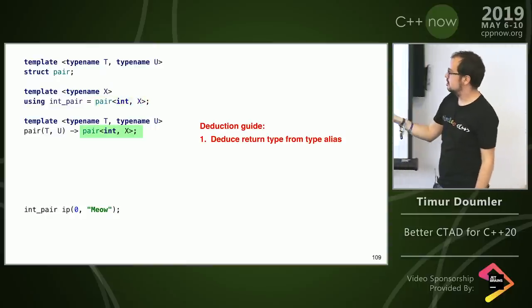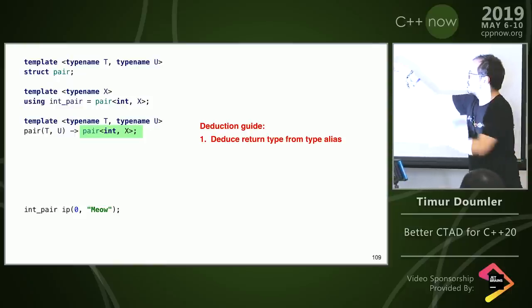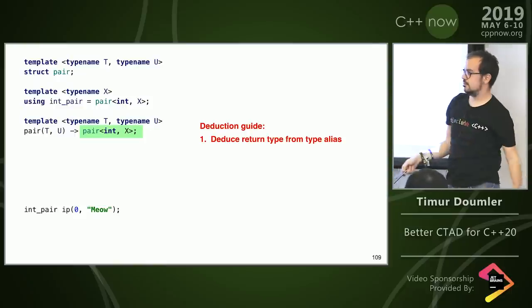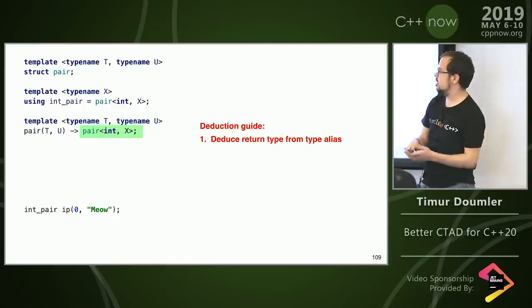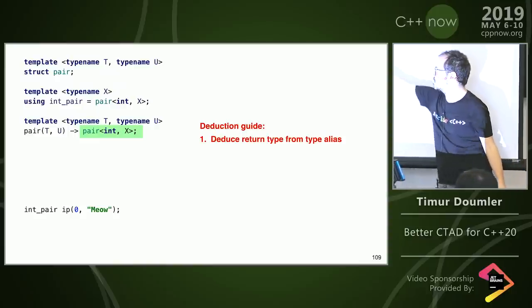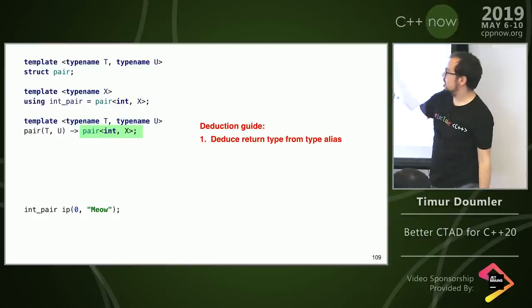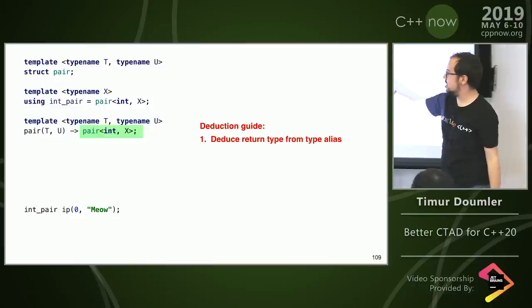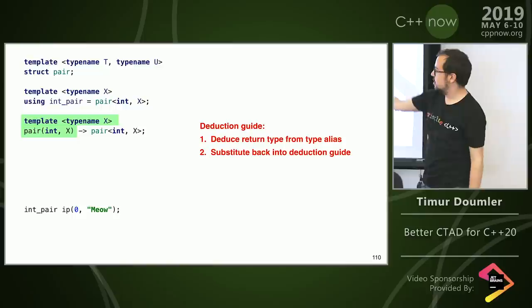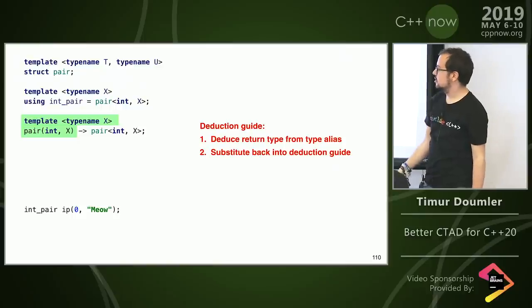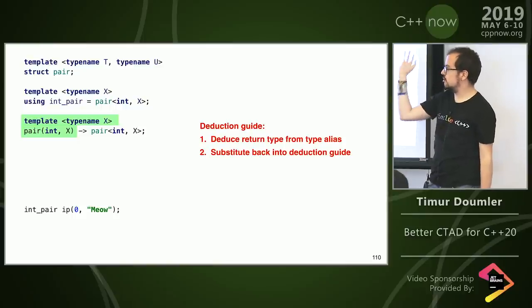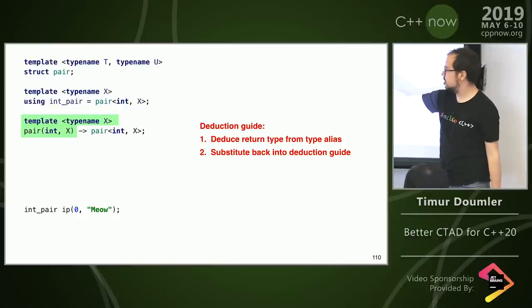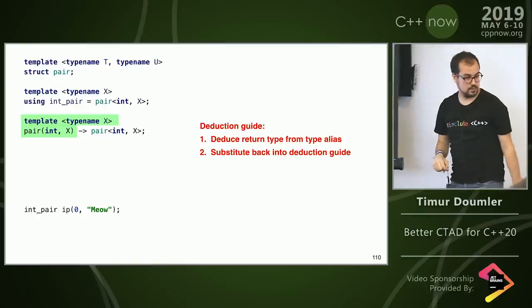The second step is, now that we have this, you're going to substitute it back into the rest of the deduction guide. This is like the complicated step. So we take the alias and we substitute it back in. We replace t by int and u by x. So we're going to do the same transformation on the whole thing. And then we have this, right? So we replaced t by int, so it just goes away, and we replace u by x everywhere. So this is the second step.